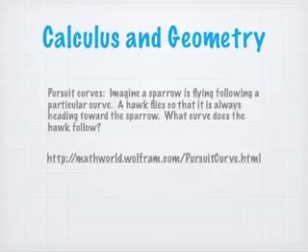So as the sparrow flies up, the hawk has to keep changing its angle. And as it flies along, it's going to create a curve. And finding out what that curve is, that's the idea of a pursuit curve.